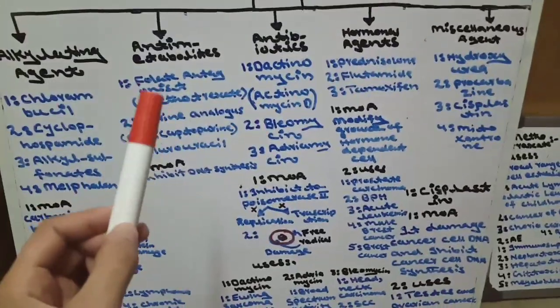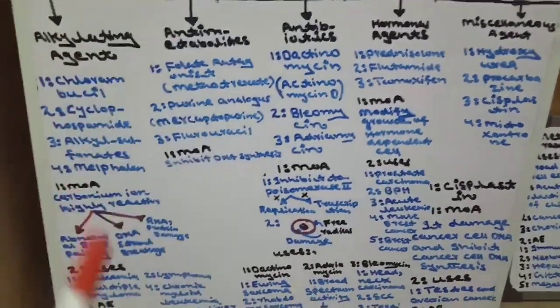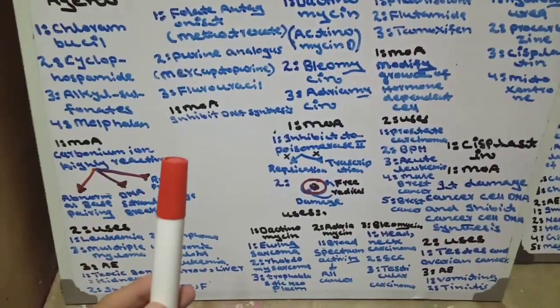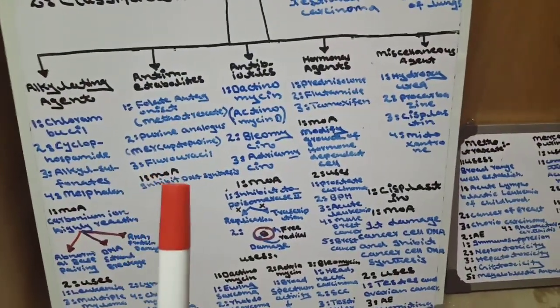The second group is antimetabolites. The mechanism of action of antimetabolites is to inhibit DNA synthesis.